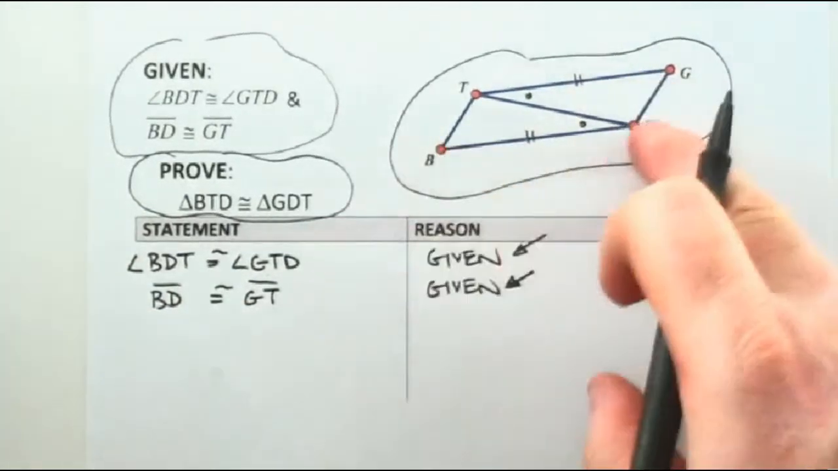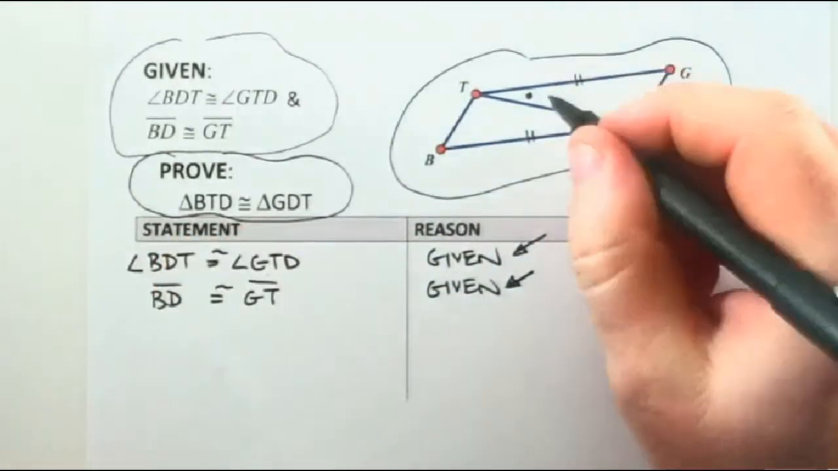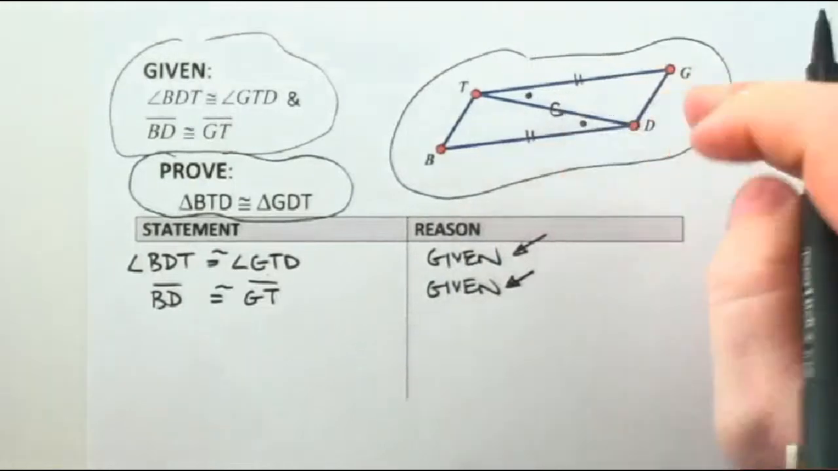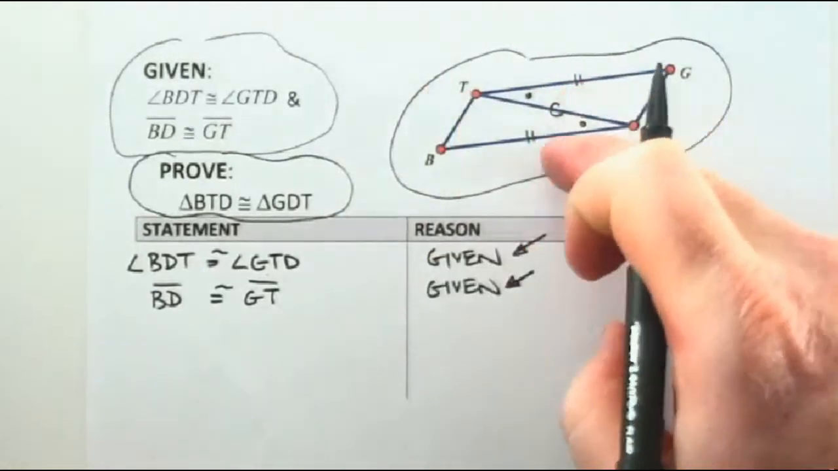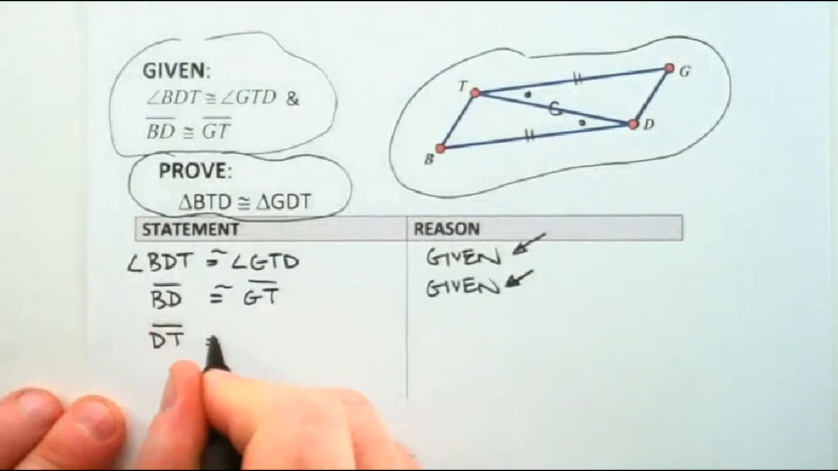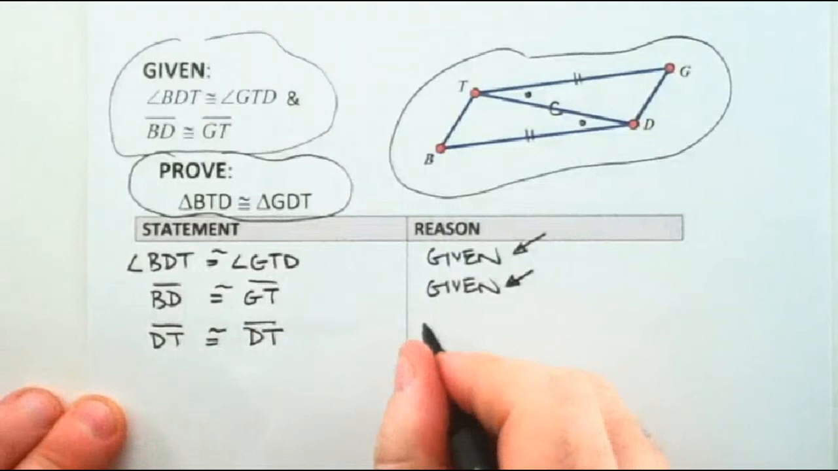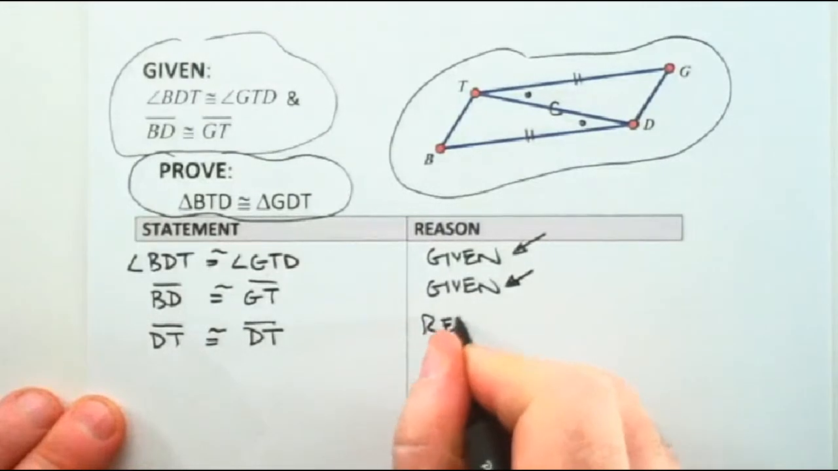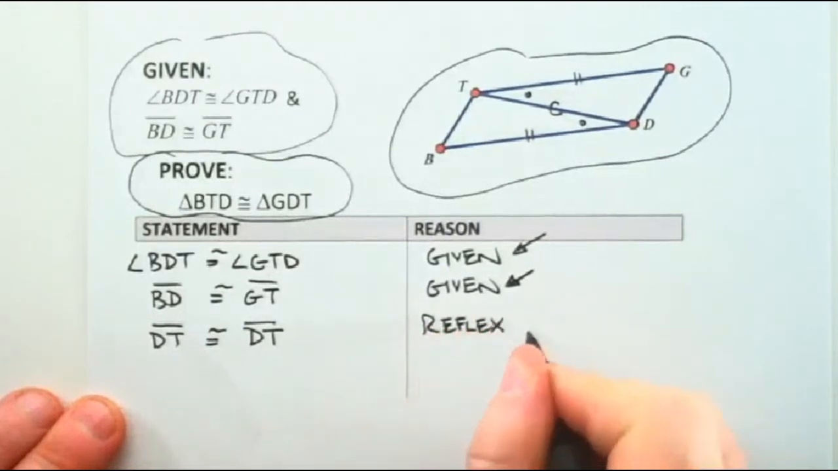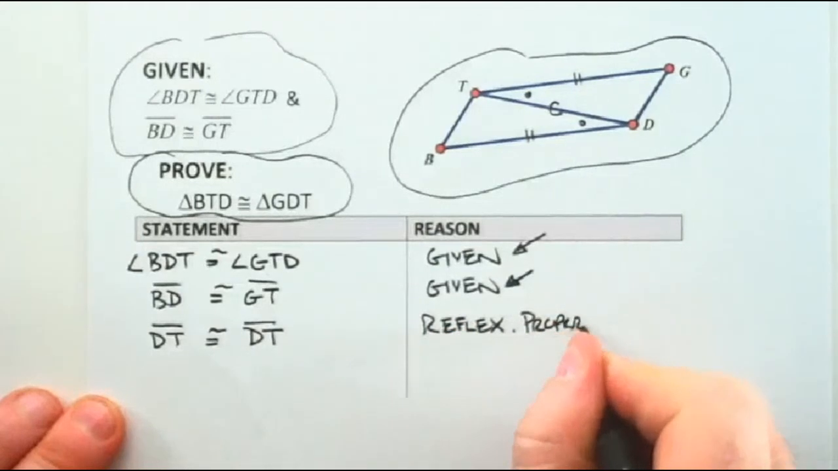So now I've got to go up here and look for something else that I can find to help me establish congruence. And I notice that DT, this side here, is in both triangles. So I know that DT in one triangle would be the same as DT in the other triangle. And when we say that, this is known as the reflexive property.